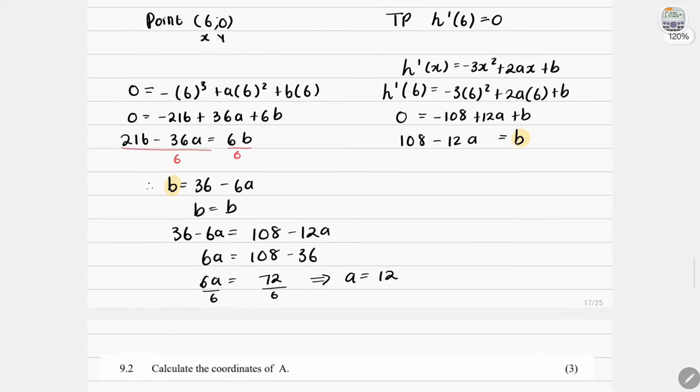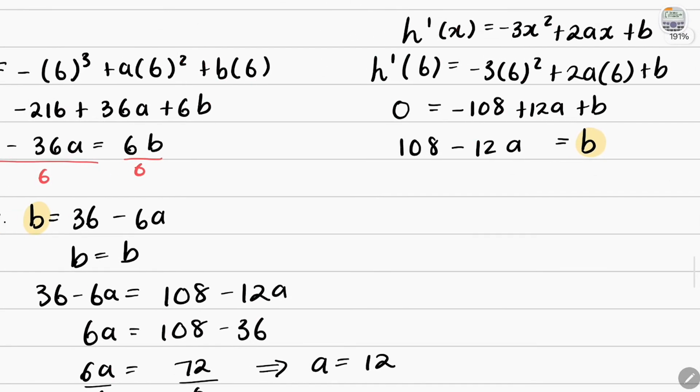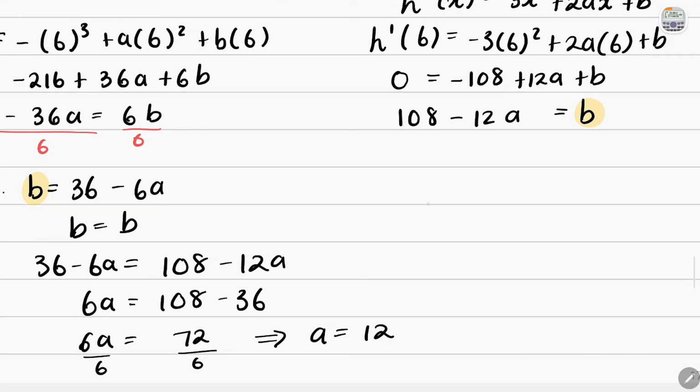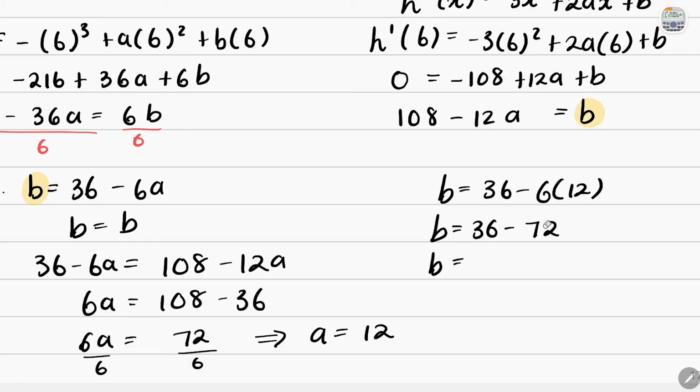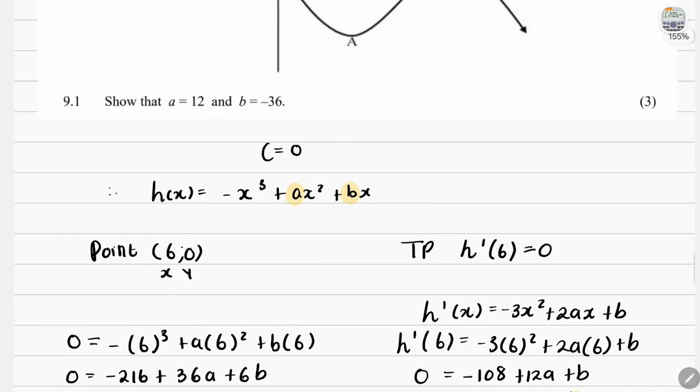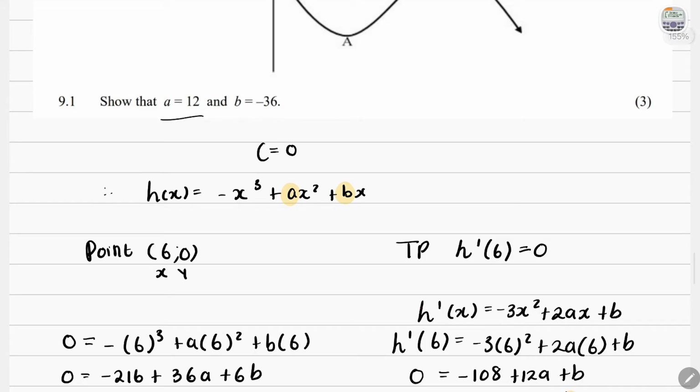Okay, so there we go. We've got a. And now b, we can just use the easier equation to solve for b. So we'll say b equals 36 minus 6 times 12. And b is equal to 36 minus 72. This is double of 36, so this is negative 36. And that is our answer. So a is indeed equal to 12, and b is equal to negative 36.